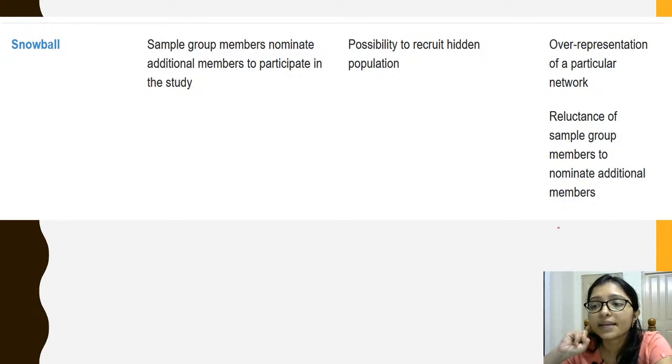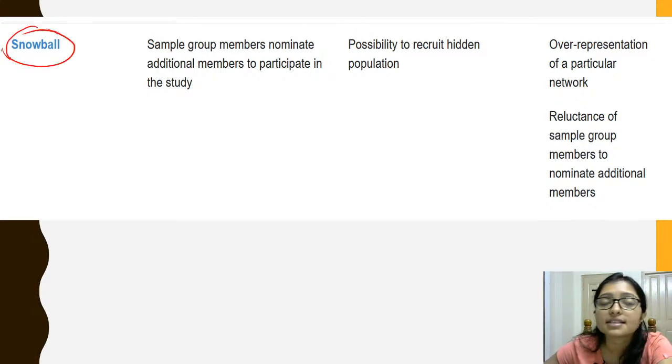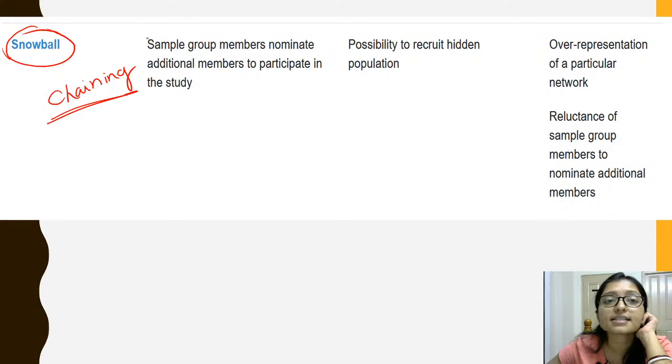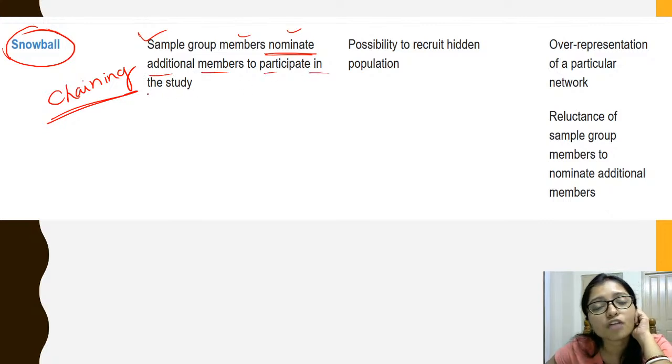Now the last sampling is snowball. Vikrant is here. What is snowball sampling? He was asking. So the last sampling is snowball. What is snowball? Snowball means it is a chaining method. Remember, it is a chaining method. Chaining method means what? That is, a group member nominates additional members to participate in the study.